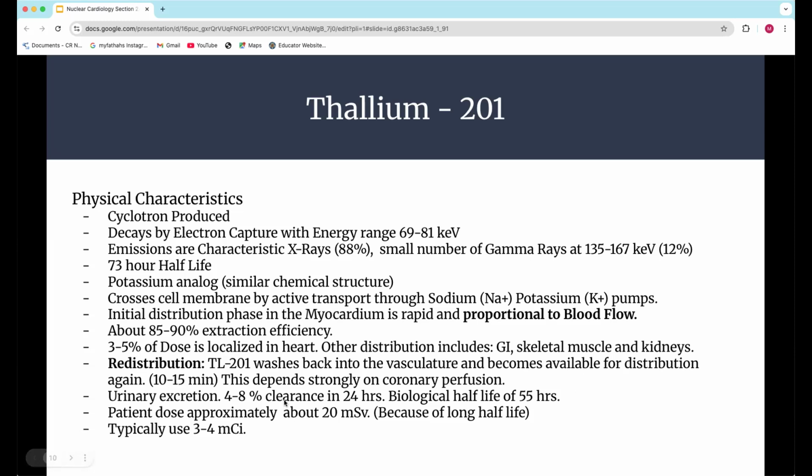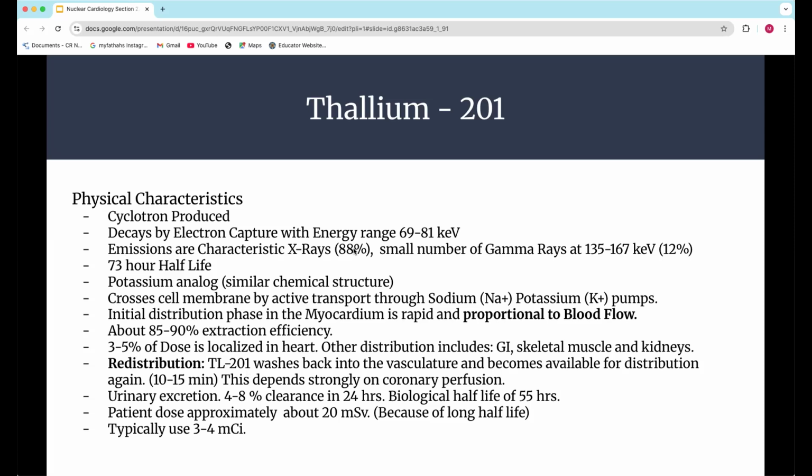Most of the excretion comes through urinary clearance. Biological half-life is 55 hours. So again, that's what kills us on the dose. It ends up being about 20 millisieverts because of that long half-life. So not great in terms of patient exposure. Usually you use somewhere between 3 and 4 millicuries of thallium on this.